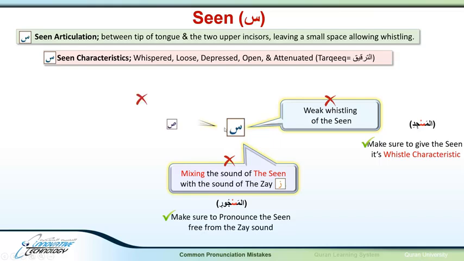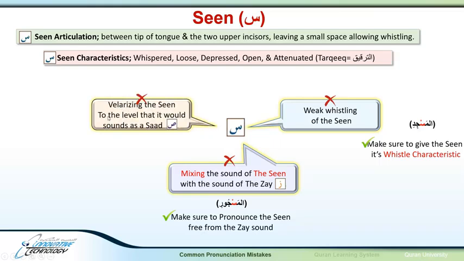And the third common mistake for the sin is velarizing the sin to the level that it would sound as if it is a sad. An example of that is يسطرون. We're replacing the sin with the sad. And the reason for that is having the ta. The ta is a velarized letter, and the speaker would subconsciously tend to also velarize the letter preceding it, the sin. And in that, it would result in yasturun. Both will be velarized letters, sad and ta.